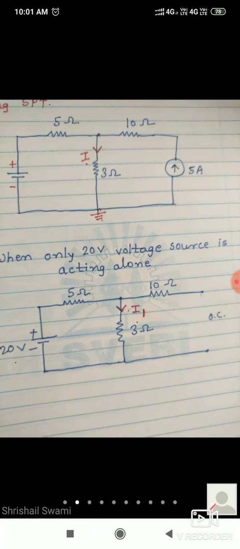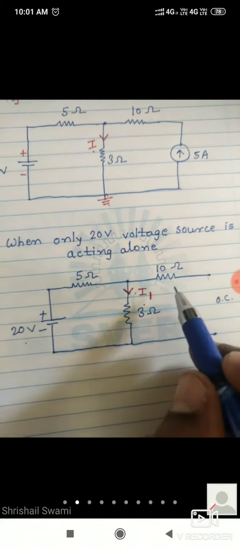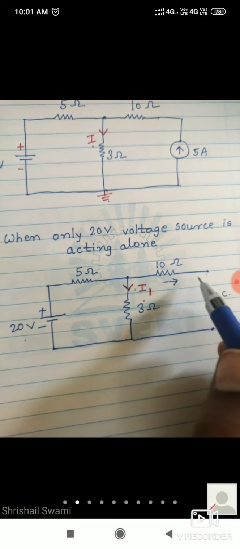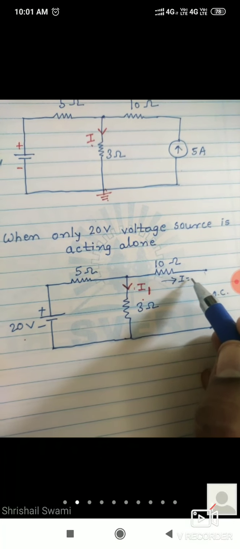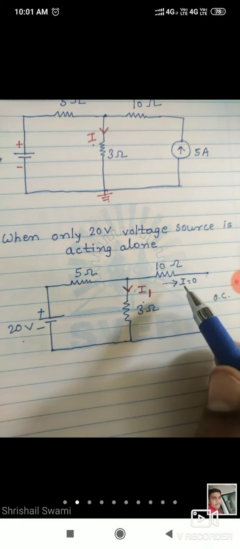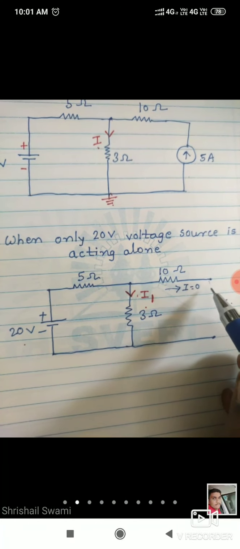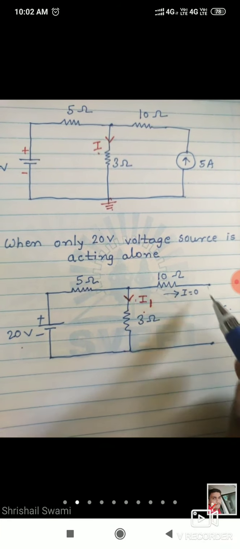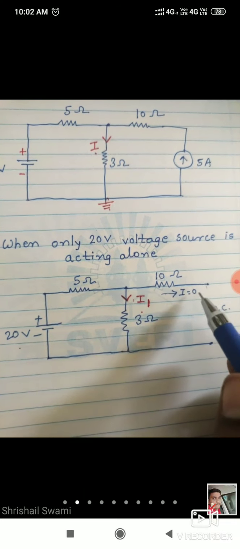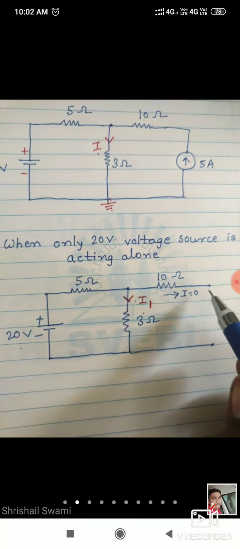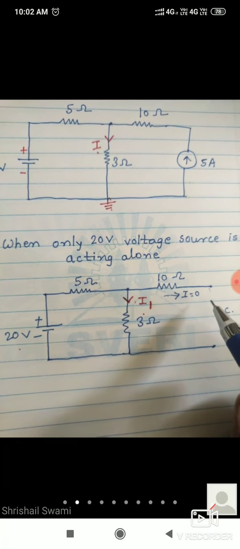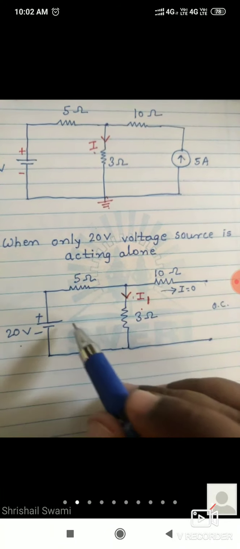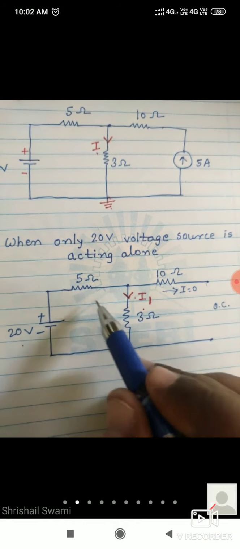Anyone? Which method can we apply? What is the current flowing through this branch? Since this is an open circuit, how much current will there be? This will be 0. This current will be 0. What is the current in an open circuit? The current in an open circuit is 0. Understand? The current in an open circuit is 0. There is no current flowing through here. Whatever current is flowing, that will be in this loop.